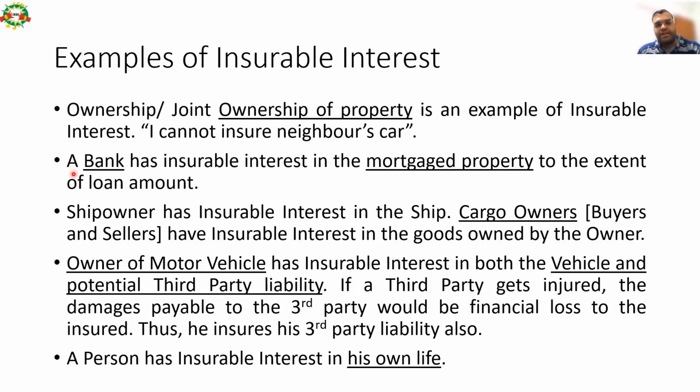A bank has insurable interest in the mortgaged property to the extent of the loan amount. So any 1 mark question can come out of any of these lines, any examples. Say I have a property of 100 rupees and I have mortgaged that property to the bank against a loan of 60 rupees. So the bank has insurable interest up to 60 rupees. So the bank can purchase insurance of 60 rupees against this property.